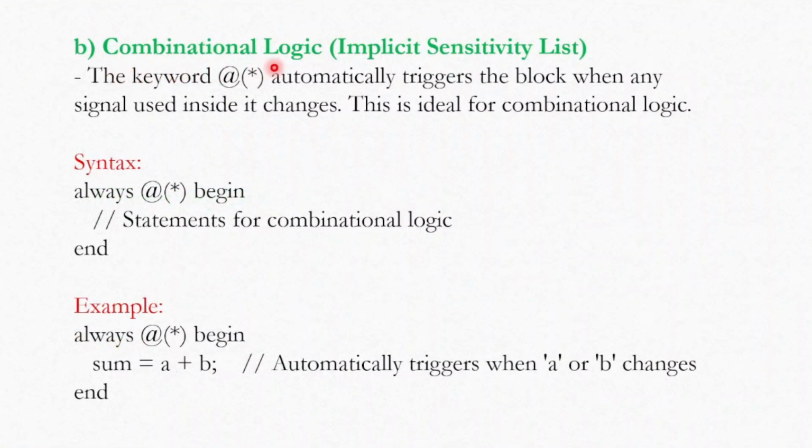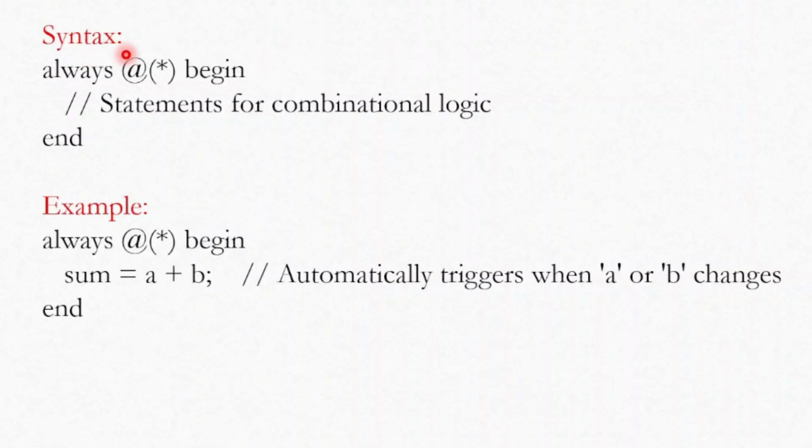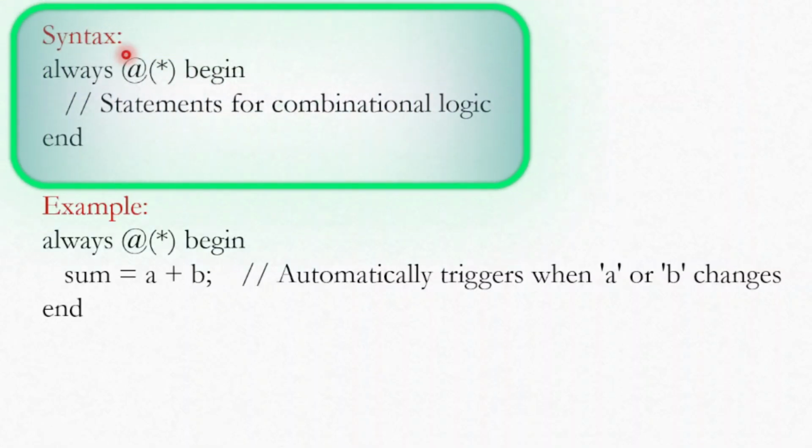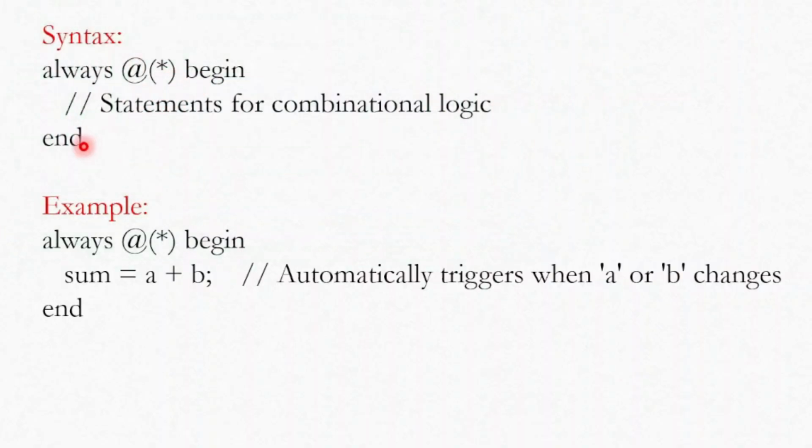Always block with combinational logic, or always block with implicit sensitivity list. The keyword @ with star inside the parenthesis automatically triggers the block when any signal used inside it changes. This is ideal for combinational logic. The syntax of always block with combinational logic is always, then @ star inside the parenthesis, then begin, then statement, then end. And of course, the keywords begin and end are for multiple line statements. If there is a single line statement, we can avoid them. In this example, we put star as the sensitivity list, so the statement automatically triggers when A or B changes.